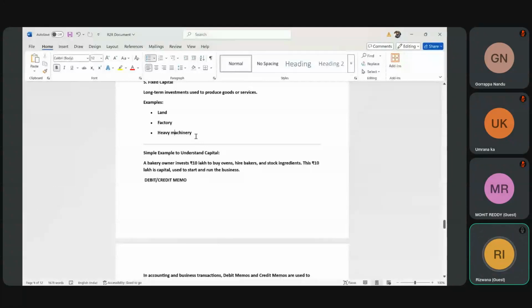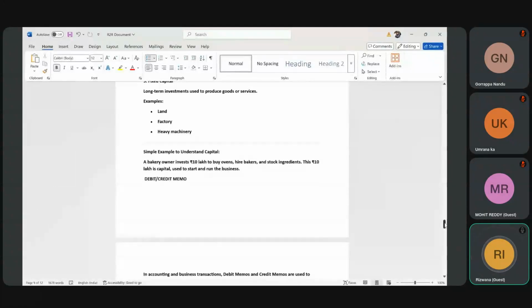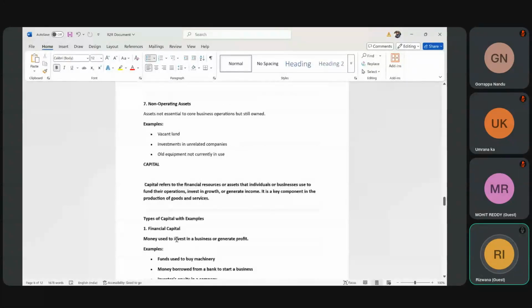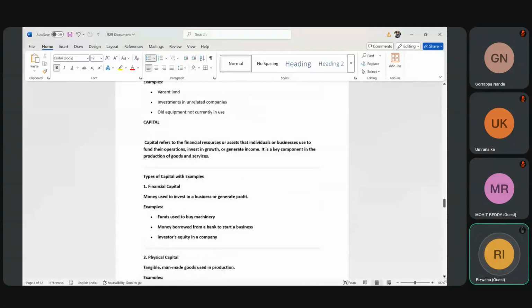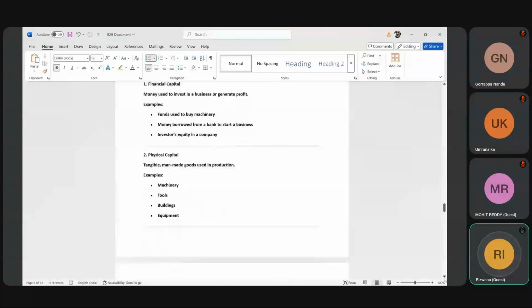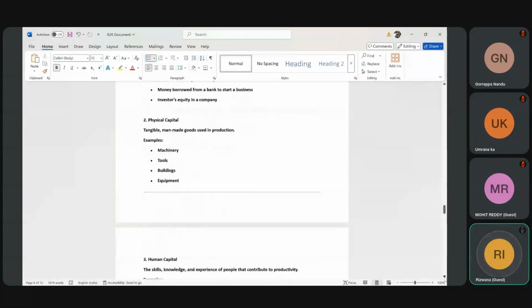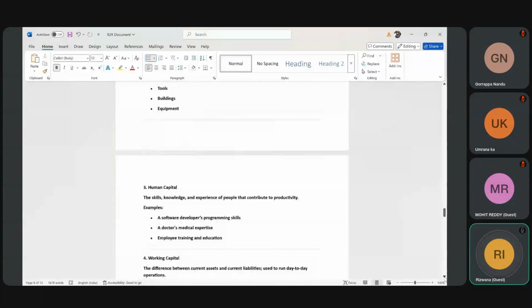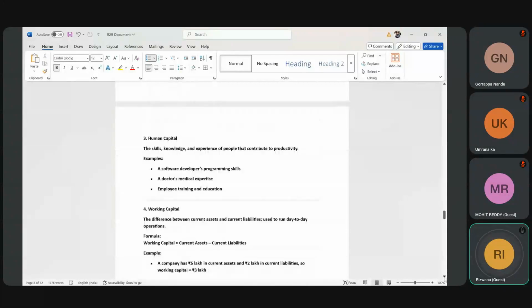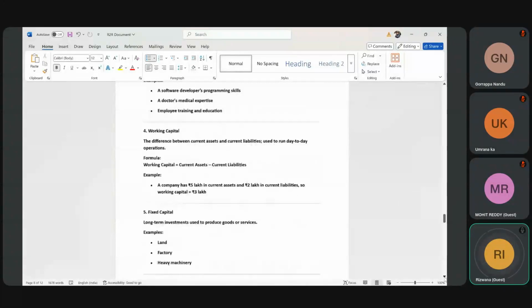So, I have taught you now capital and its types. We have 5 types of capital: financial capital, physical capital, human capital, working capital, and fixed capital. Am I good to go?